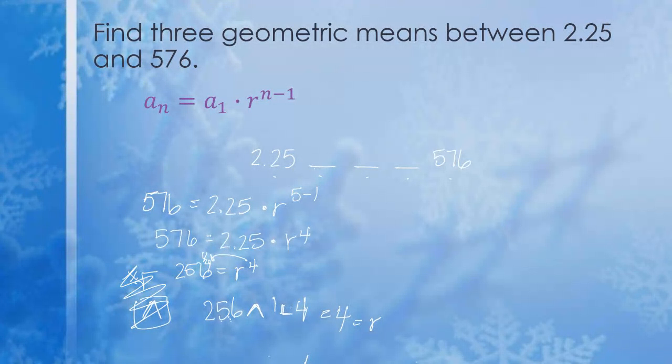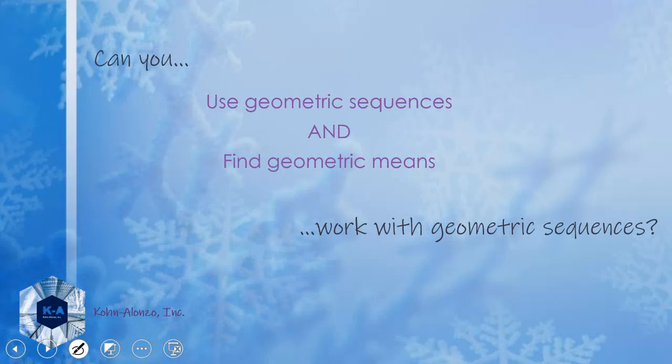So we can multiply each term, 2.25 times 4 and get 9. 9 times 4 and get 36. 36 times 4 and get 144. And then just to check, I'm going to multiply that by 4. And I do, in fact, get 576. So I found my missing terms there, which are my geometric means. Hopefully this is making sense for you with the geometric sequences and then finding the missing pieces so that you can work with these things, okay?